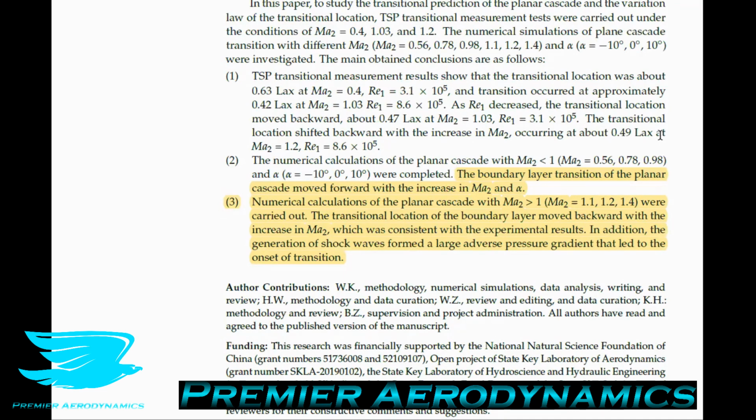What's more, numerical calculations in the supersonic flow were carried out, and these results, that the boundary layer transition moved backwards with increasing Mach number, were consistent with experimental results. In addition, the generation of shock waves formed a large adverse pressure gradient that led to the onset of transition. So that's interesting. This adverse pressure gradient actually accelerated this transition location.